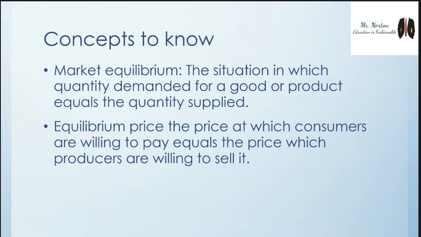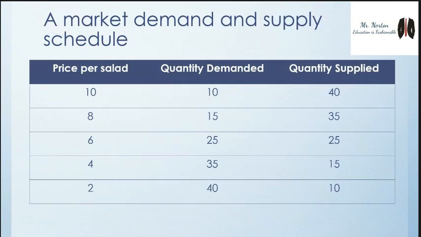You would have heard some of them when we were doing our learning targets. It's a market equilibrium, and that's the situation in which the quantity demanded for a good or product equals the quantity supplied. An equilibrium price is the price at which consumers are willing to pay equals the price which producers are willing to sell it. Now, you can easily figure out what the two of those are when you end up looking at a schedule. So, we've seen demand schedules and supply schedules up to this point, but this would be the first time we have seen both of them at the same time.